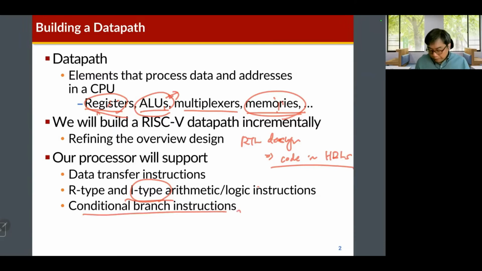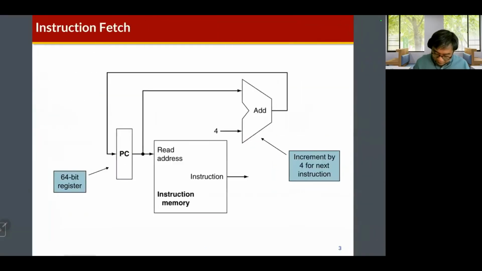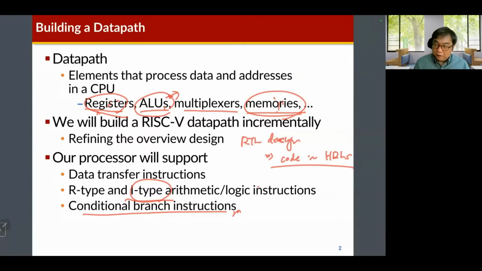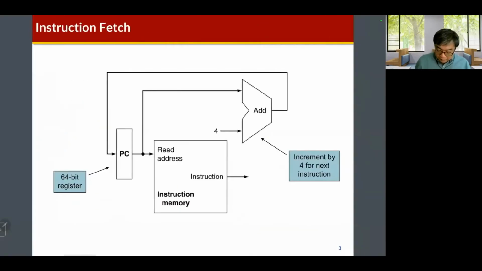Also, the single cycle processor in chapter 4 only supports BEQ, one branch instruction, but in this lab you will be requested to design an ALU that supports 4 different branch instructions, like BNE, BLT, and BGE, okay? But it's simple, okay?